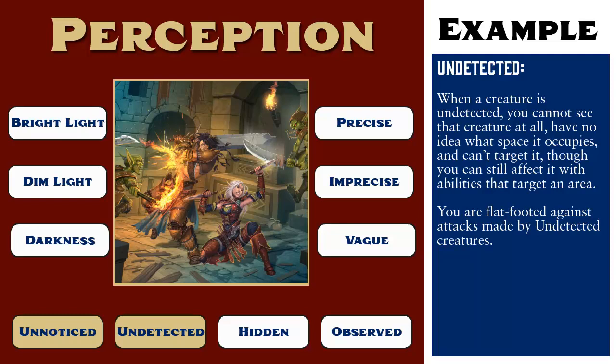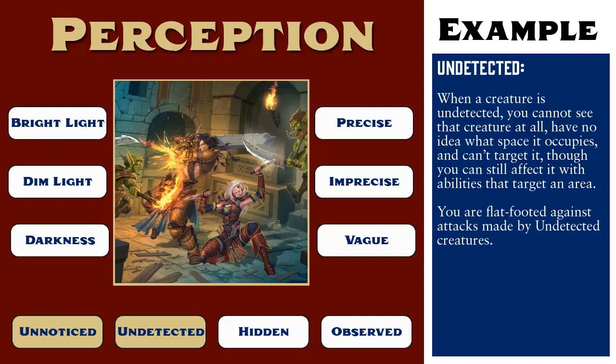However, the opposite is not always true. Anytime a creature is undetected, it will not necessarily also be unnoticed. Undetected means you don't know where a creature is. This could either be because you have no idea that there's a goblin in the room with you, and therefore it is both unnoticed and undetected, or you might suspect a goblin is in the room with you, but not know where in the room it is hiding.